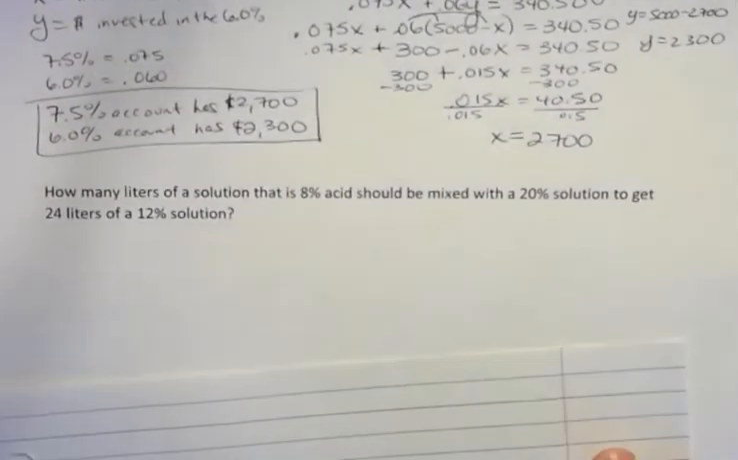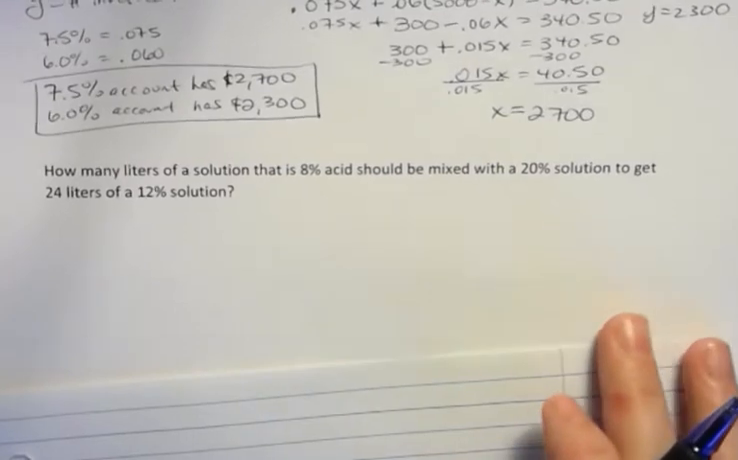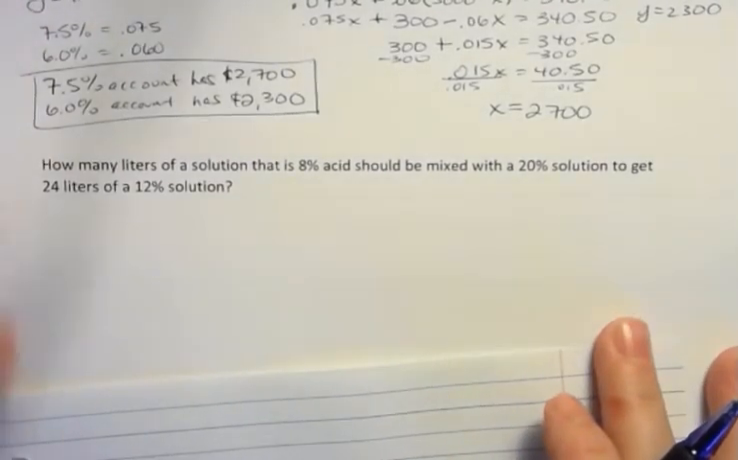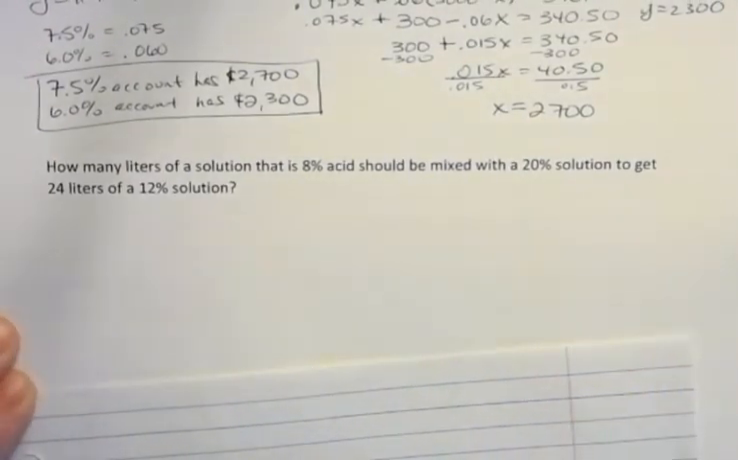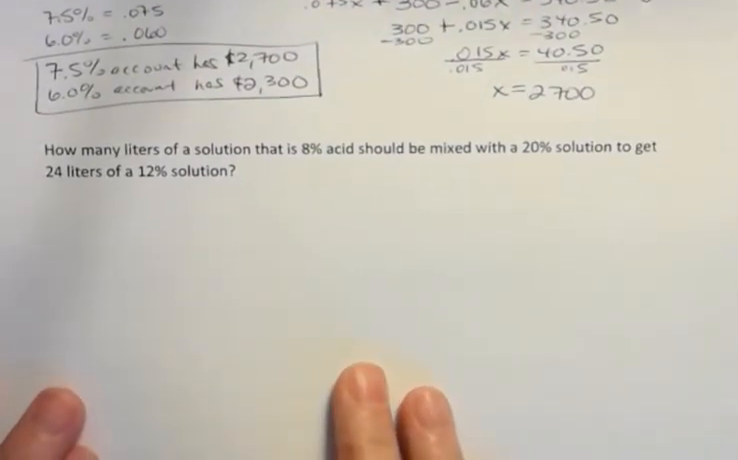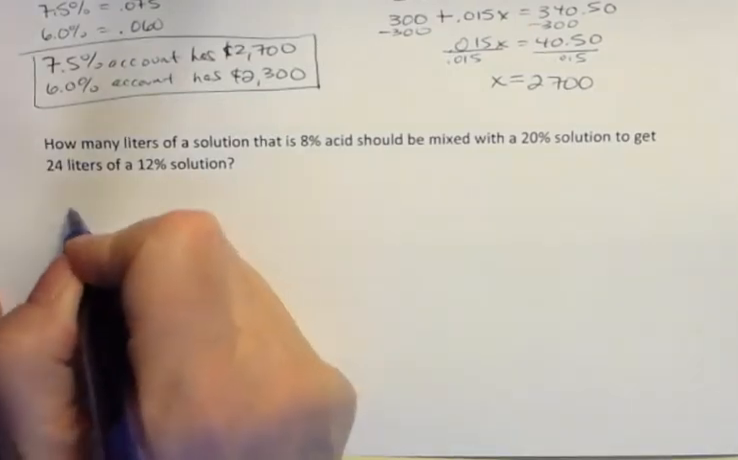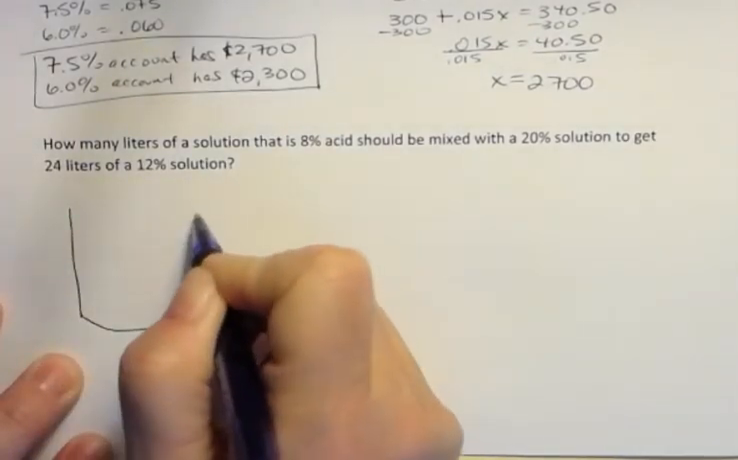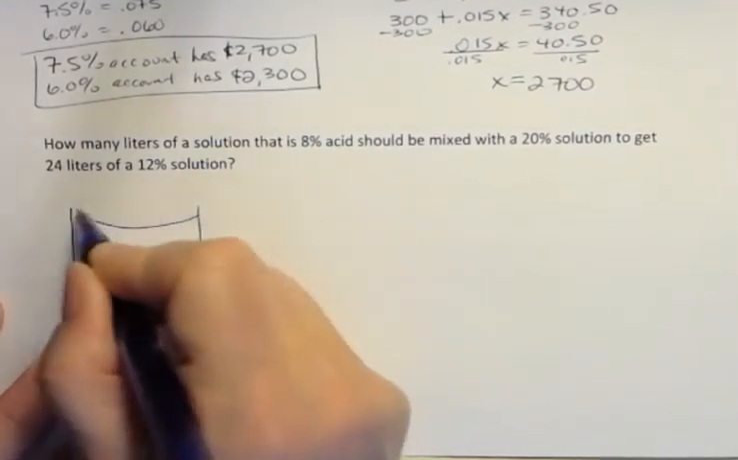Okay, the second one has to do with a solution. How many liters of a solution that is 8% acid should be mixed with a 20% solution to get 24 liters of a 12% solution? Well, I always draw the picture, and if you've watched me do these before and you don't need any help, then you don't need to finish watching this.